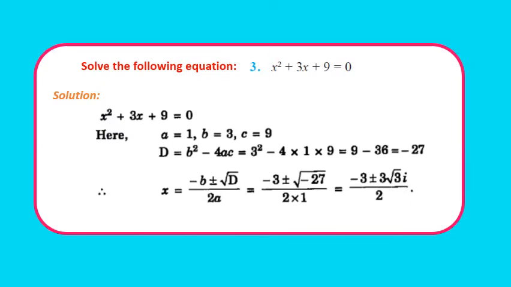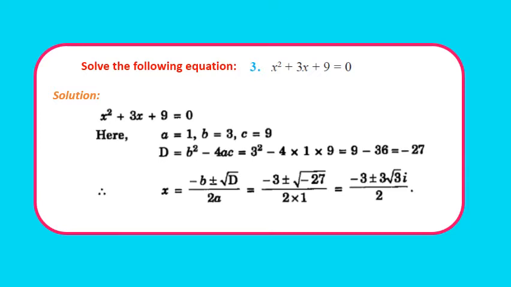Move to question 3. Solve x square plus 3x plus 9 equals to 0. So again, comparing with the standard form, ax square plus bx plus c, we have a is equal to 1, b is equal to 3, and c is equal to 9. So the discriminant d becomes b square minus 4ac, that is 3 square minus 4 into 1 into 9, that is 9 minus 36, which is equal to minus 27.